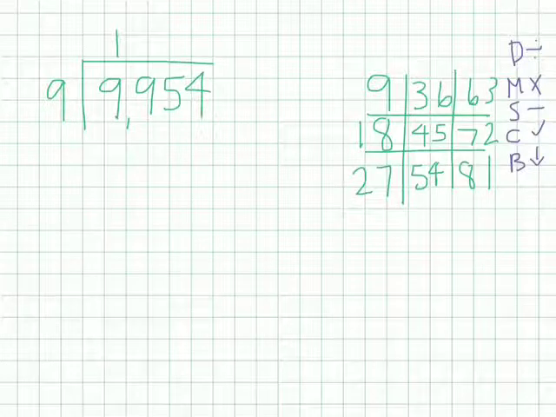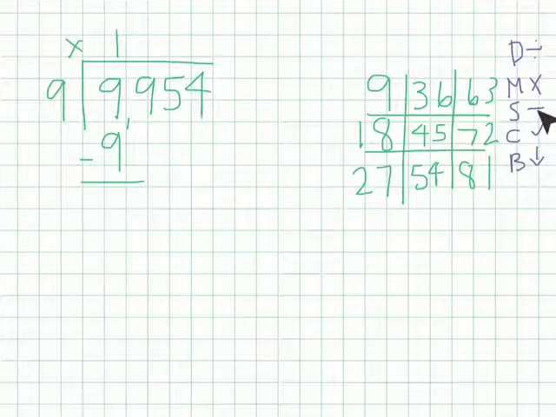My next step after I divide is to multiply. So I will multiply 9 times 1, which is 9. So I will put that right here. And then I will subtract, which is my third step. That's listed over here. 9 minus 9 is 0. And then my fourth step is to check. So is 0 less than my divisor 9? Yes, it is. So I will check.